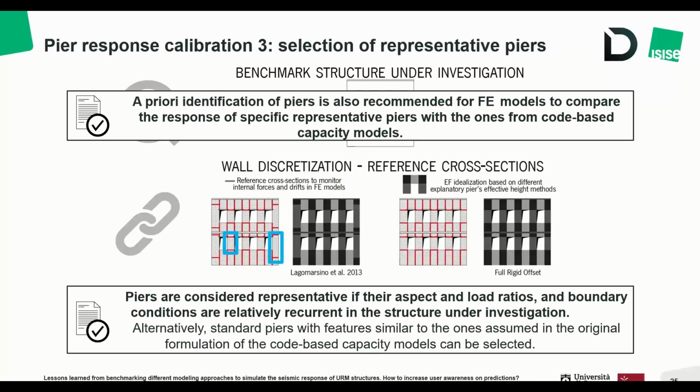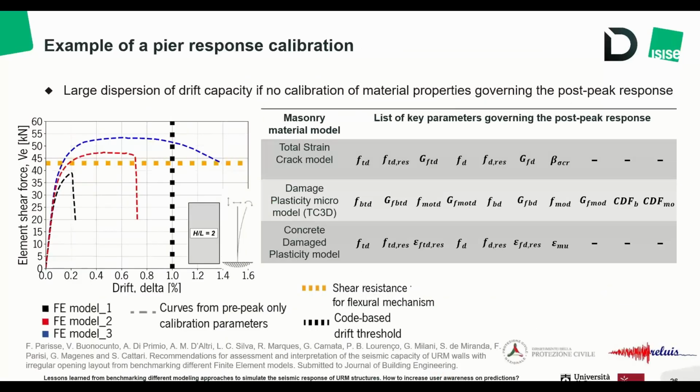But which are representative piers? Piers are considered representative in our view if the aspect ratio, load ratio, and boundary condition are relatively recurrent in the wall under investigation. Alternatively, standard piers with features similar to the ones assumed in the formulation of the code-based capacity models can also be selected. An example of this pier calibration is shown in the following.